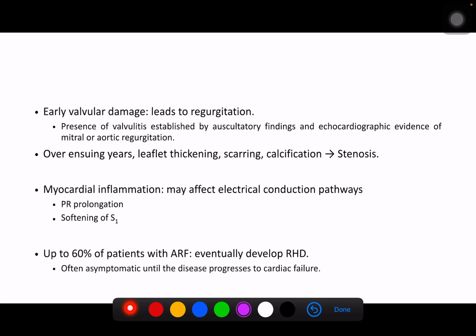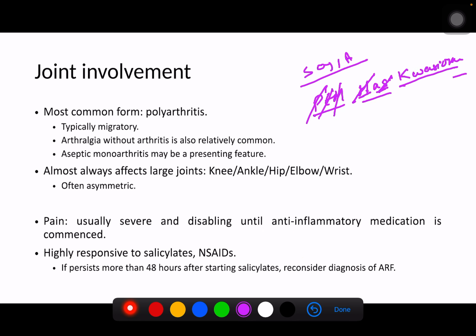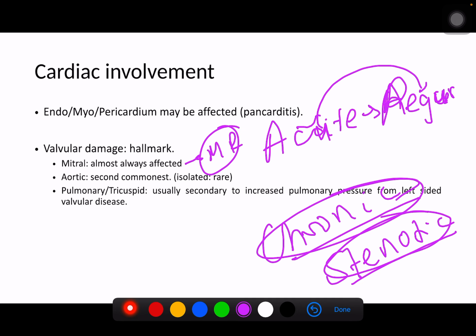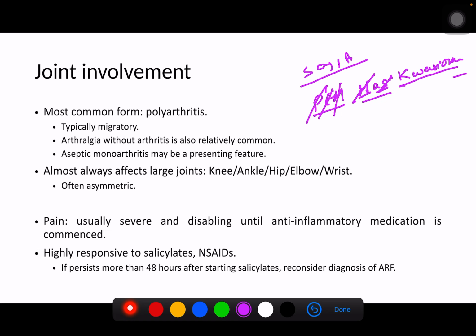Up to 60% of patients with acute rheumatic fever eventually develop rheumatic heart disease, often asymptomatic until the disease progresses to cardiac failure. So of course it can lead to cardiac failure if not intervened on time. Joint involvement is migratory, involves larger joints, and is better with NSAIDs. Consider a different diagnosis if not relieved within 48 hours. And remember, 75% of patients will present with arthritis.